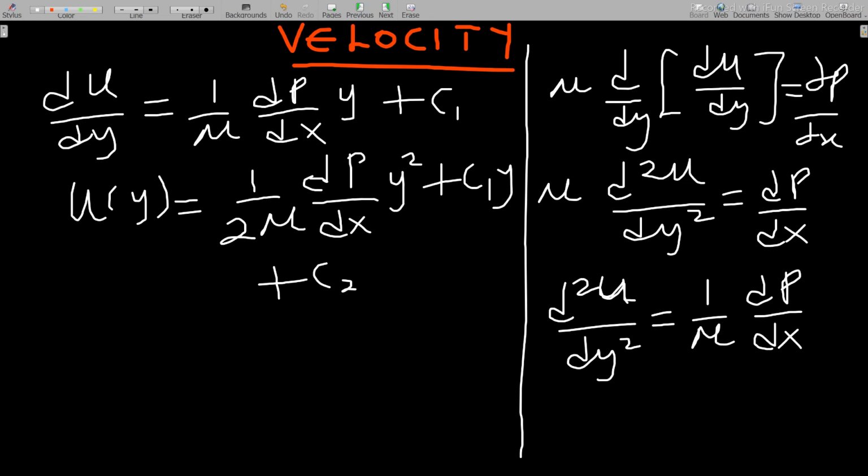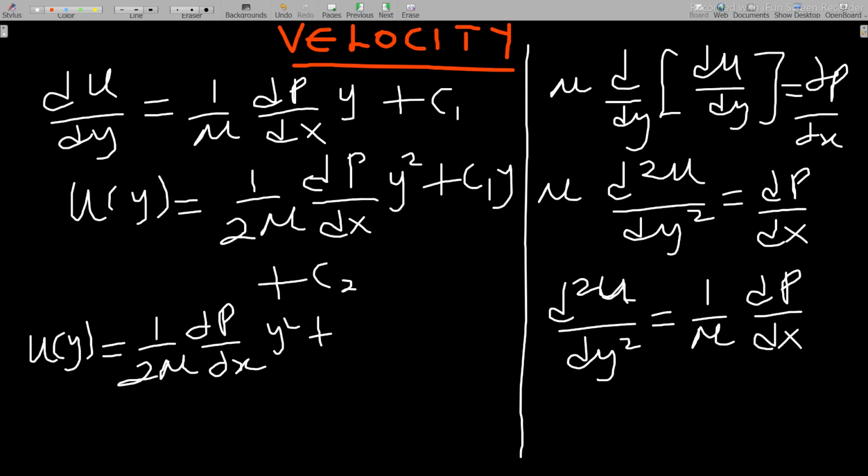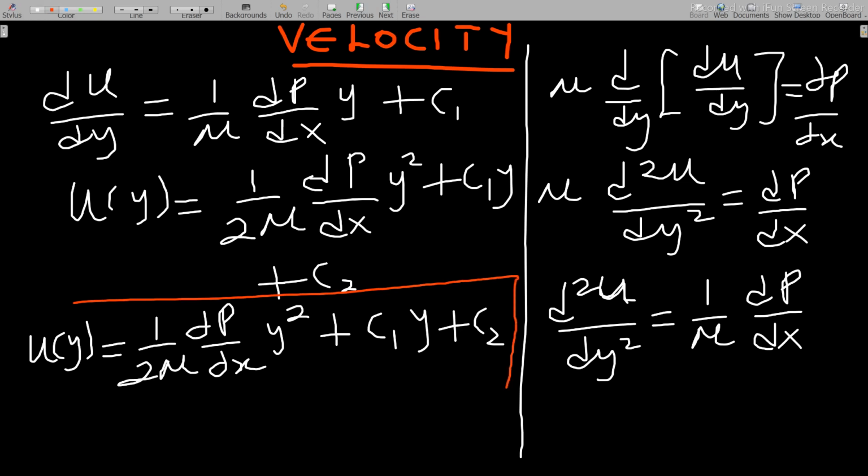So this is our new equation for our velocity. The fluid velocity is now given as u of y equals 1 over 2 mu, del p del x, y squared plus c1 y plus c2. So this is our new equation for discussion.